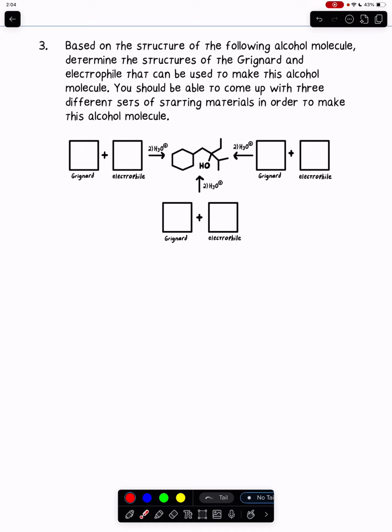So what we're going to do is just take this molecule apart. I'm going to redraw it here, and it is a tertiary alcohol. We already know that if you use a Grignard on a ketone, it will always form a tertiary alcohol. So our electrophile is going to be 3 different ketones, and we're going to react those ketones with 3 different Grignards, and that'll give us 3 different ways to specifically make this alcohol. So our goal is to just take this thing apart.